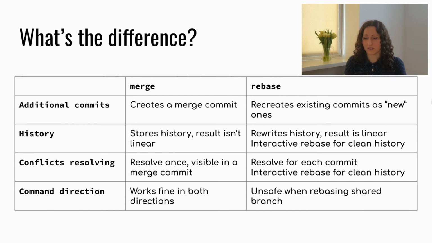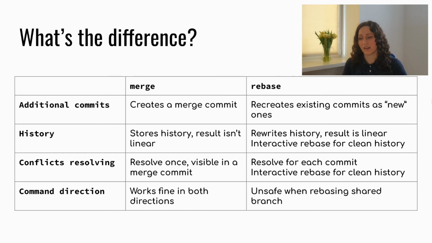Conflict resolving is also different for both commands, because when you execute a merge command, you just resolve conflicts once and they will be visible in the merge commit. In case of rebase, you will need to resolve conflicts for each commit. But again, you can use interactive rebase first inside your feature branch, so you can squash it into one commit, and only after that rebase it onto main and again resolve conflicts once. And the most important thing for your safety is the command direction. The merge command works in both directions. You just need to check out the correct branch, either main or feature, and execute merge, and it just defines in which branch the resulting merge commit will be created.